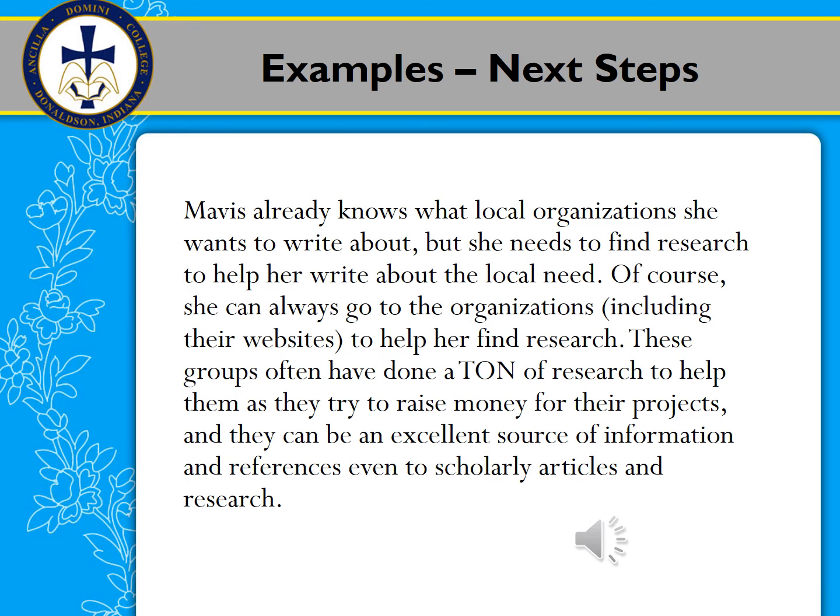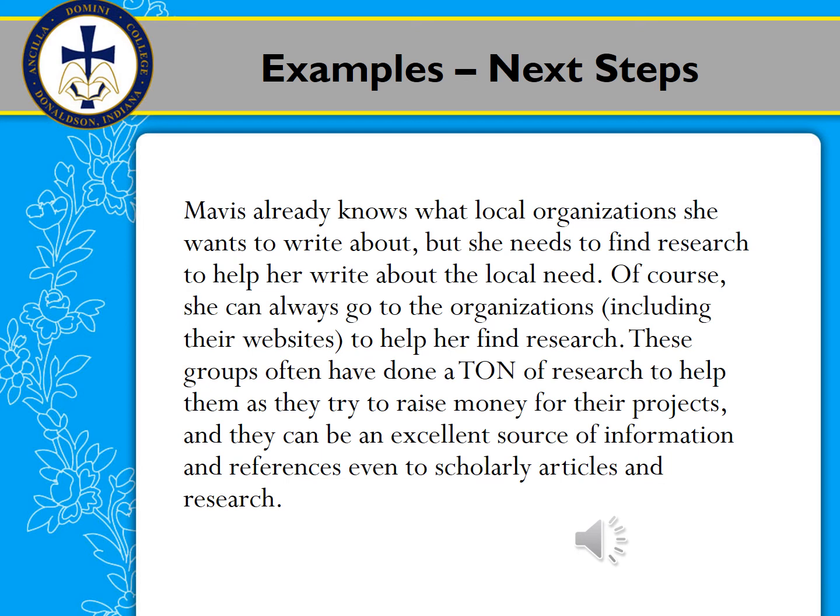Looking at our second example of Mavis, remember whereas George knew of a general issue he wanted to write about and knew about a general area, but wasn't really sure where to go, Mavis is sort of on the other side of that. She knows what local organizations she wants to write about. Remember that she and her cousins had taken part in these public sports leagues in Chicago, and she knew that they were solving a few different problems, issues with kids. So she wanted to do research about them, but of course, she also needs to find research to help her write about the local need aspect.